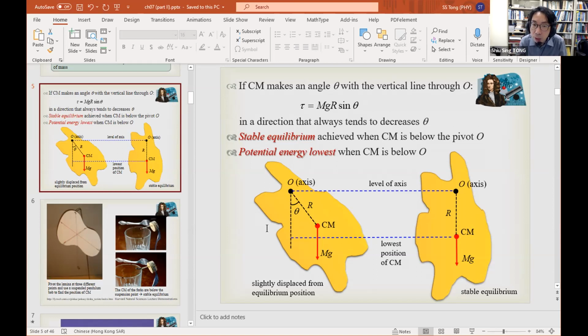You can also see that from the point of view of torque. If the object is slightly displaced, the torque produced by the weight of the object will always tend to decrease this angle theta. So it will restore the object to its equilibrium position. So from both the point of view of energy and torque, you can find that this position is in fact a stable equilibrium position.